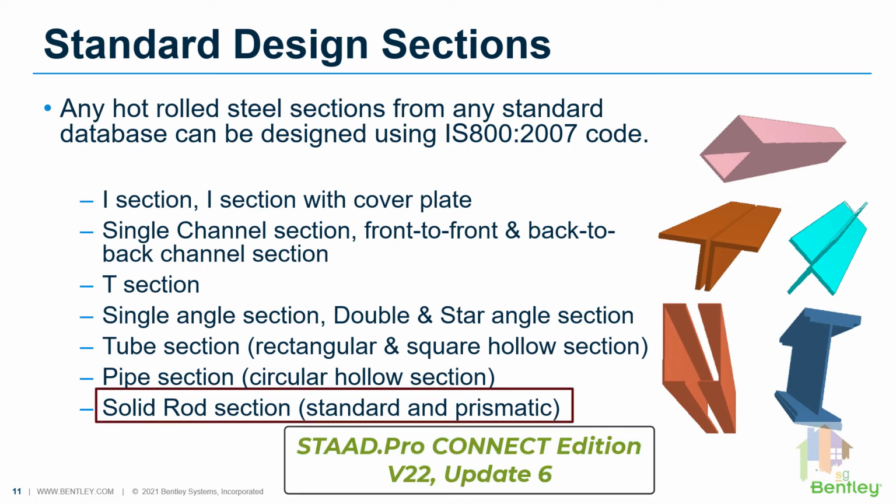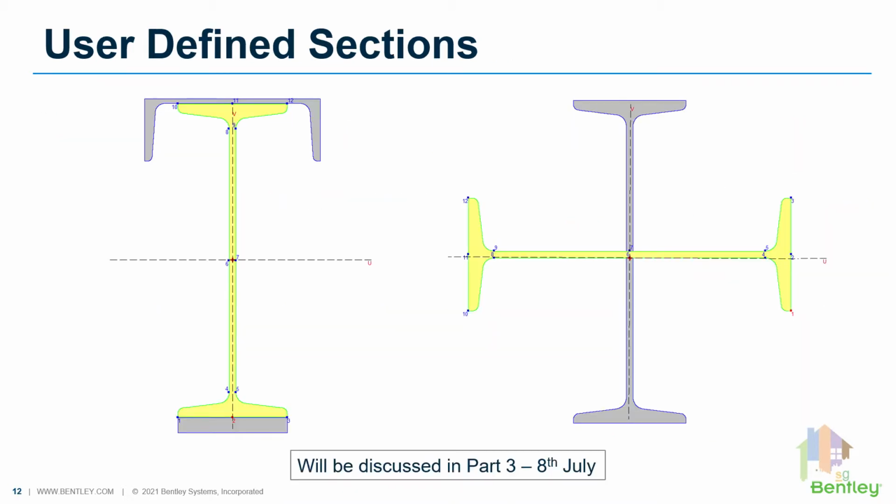In the latest Update 6 version, design of solid rod section is implemented, and this can be defined either from the standard database or as a user-defined steel section. Apart from the standard sections, any user-defined section created either from the user table or using the section wizard can be designed using the IS 800 2007 code. I'll cover the user-defined section design philosophy in the third part of this series.